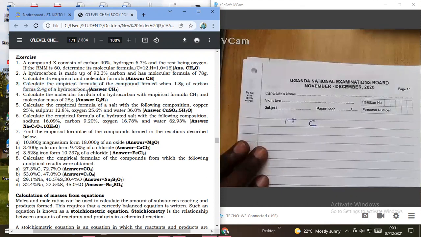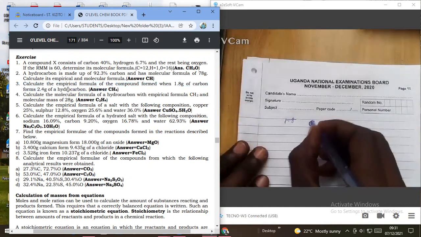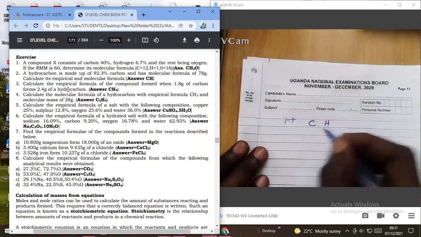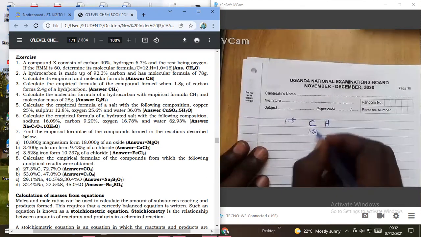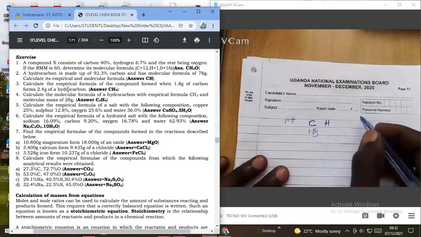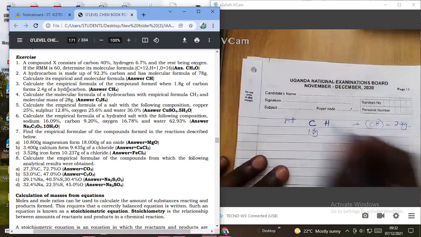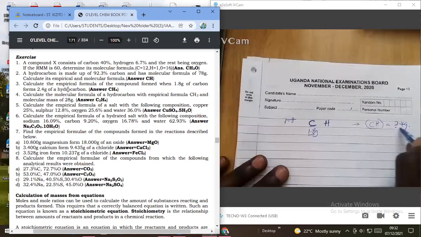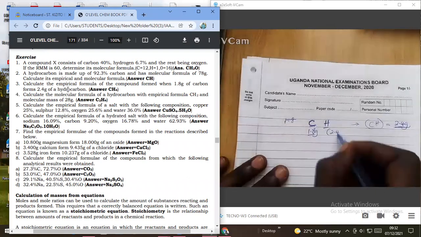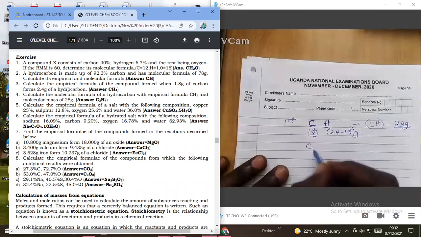2.4 grams of the hydrocarbon. That means a hydrocarbon has hydrogen and carbon only. So those are the two. If carbon has 1.8 grams, and the two react to form a hydrocarbon whose mass is 2.4 grams, what is the mass of hydrogen? For you to get this, it is going to be 2.4 minus 1.8 grams. So carbon is going to be 1.8.